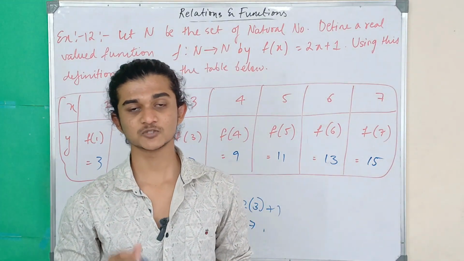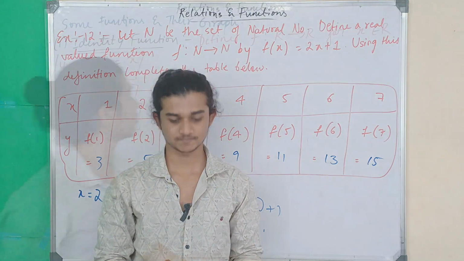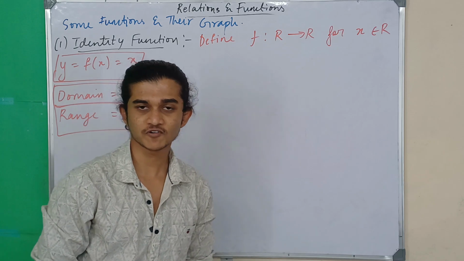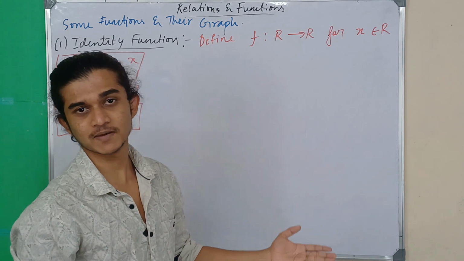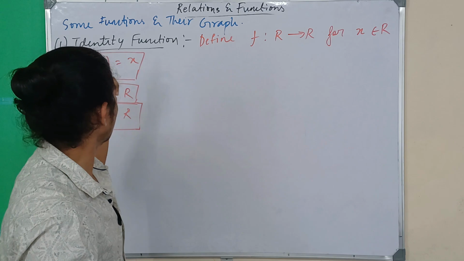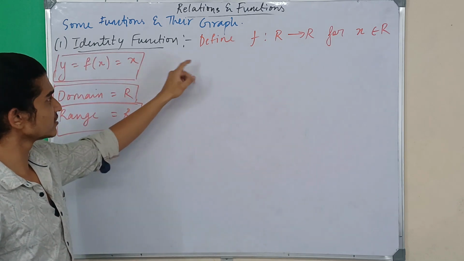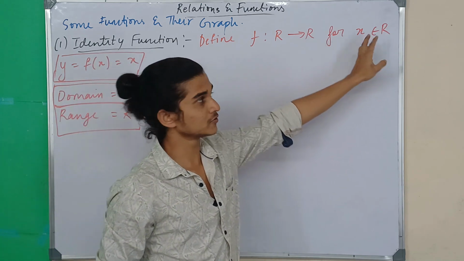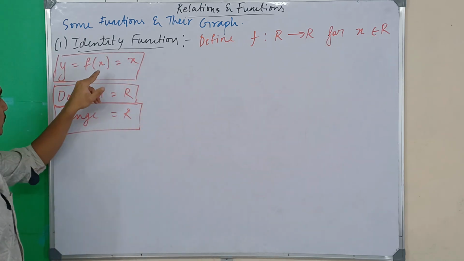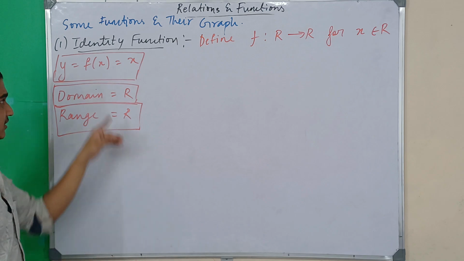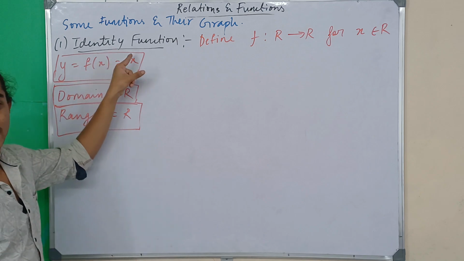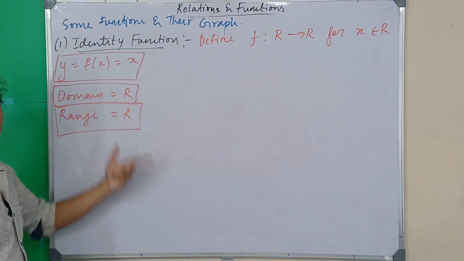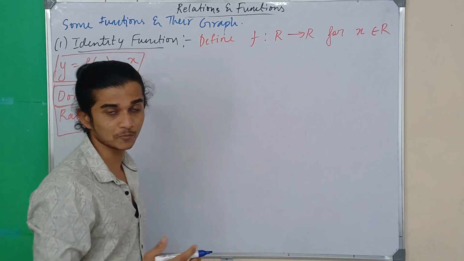Now let us try to understand some specific functions and their graphs. These functions are used widely across relations and functions and across different fields in mathematics. The first one is the identity function. The identity function is defined as a function from real numbers to real numbers, for x belongs to R, y equal to f of x equal to x. So this is our function, and this function is called the identity function. The domain of this function is R, whereas the range is also R, where R stands for real numbers, which is all possible numbers.